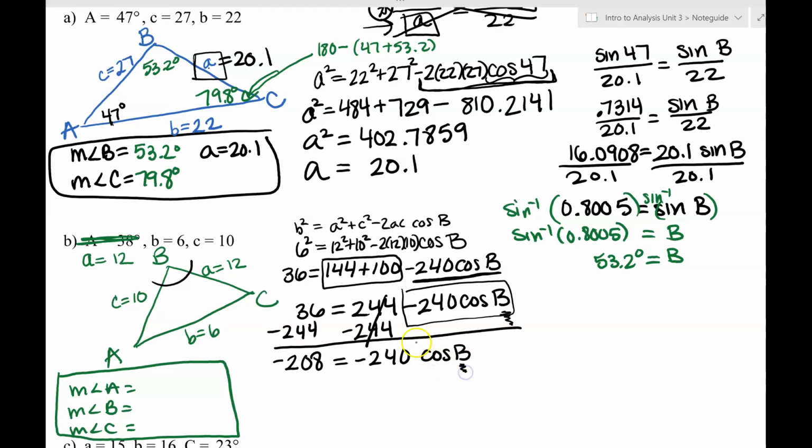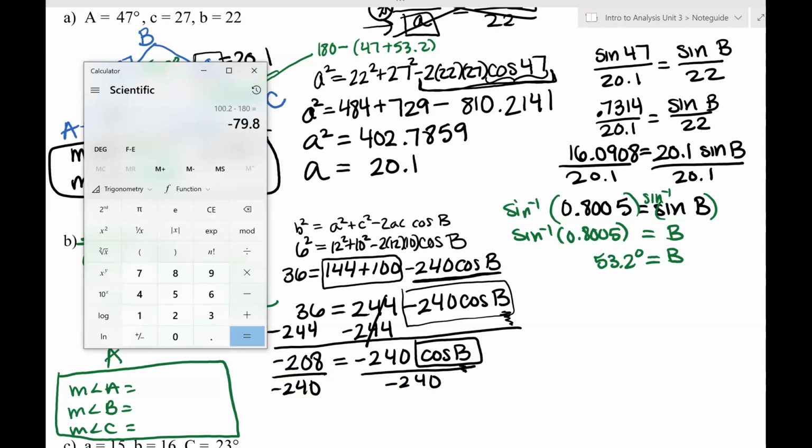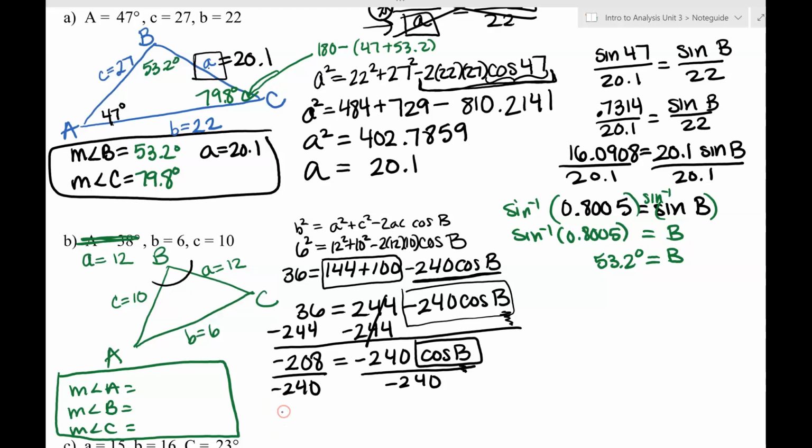Now to get B alone, I'm going to isolate cosine of B first. So I'm going to divide by negative 240. Negative 208 divided by negative 240 gives me 0.8667 equals the cosine of B.